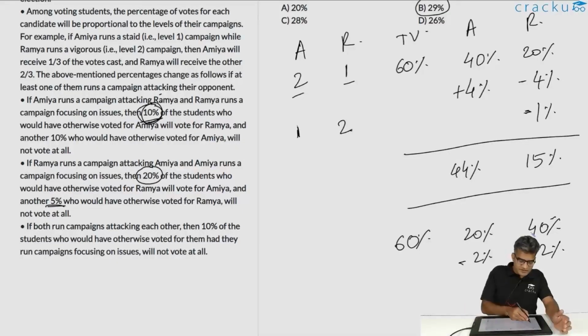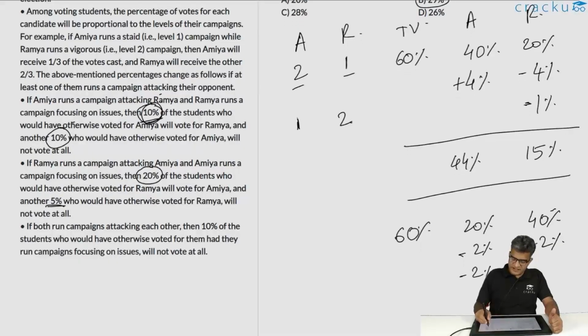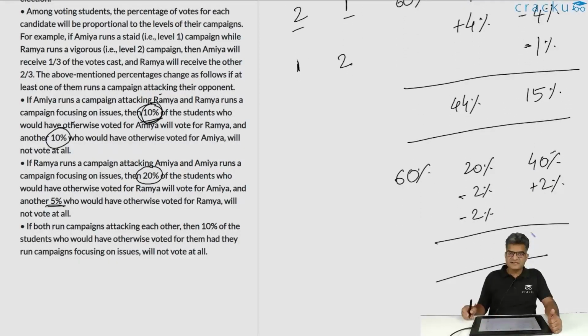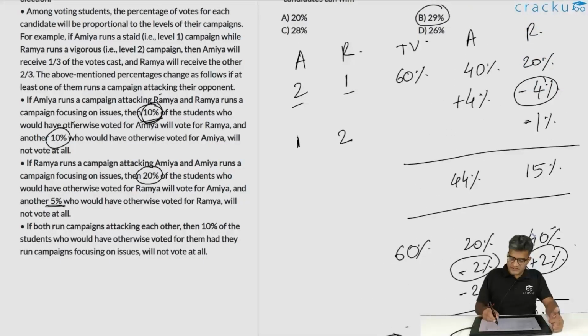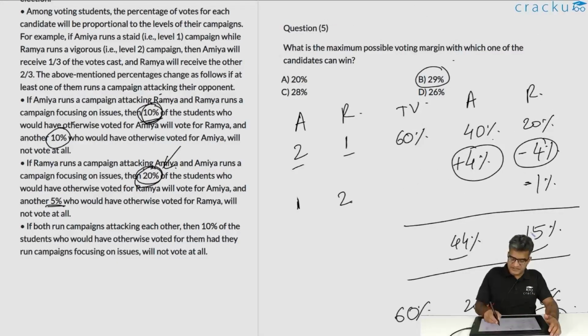In addition to it, 10% of the people who would have voted for Ramya will not vote at all. Again, what is 10% of 20%? That is 2%. So finally, the total votes that Amiya gets is 16%. The total votes that Ramya gets is 42%. Here the gap is 26%, which is less than 29%. Why did this happen? Because the shift over here is only 2%. The shift over here is 4%. That is why we were saying that we want Ramya to attack Amiya and we want Ramya to lose and Amiya to win, for the gap to be more. Anyway, the answer in this case is 44 minus 15, which is 29%.